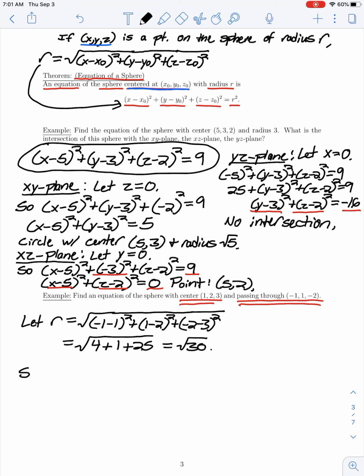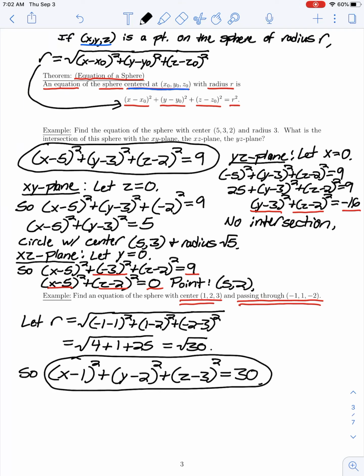So now that we have the radius and the center of our sphere, we can substitute the values into the equation of a sphere, and we would have x minus the x coordinate for the center was 1. We square that value. Plus y minus the y coordinate for the center was 2. We square that value. And then plus z minus the z coordinate, which was 3 squared, is equal to the radius squared, which would be 30 here. So we have the following equation for that sphere.